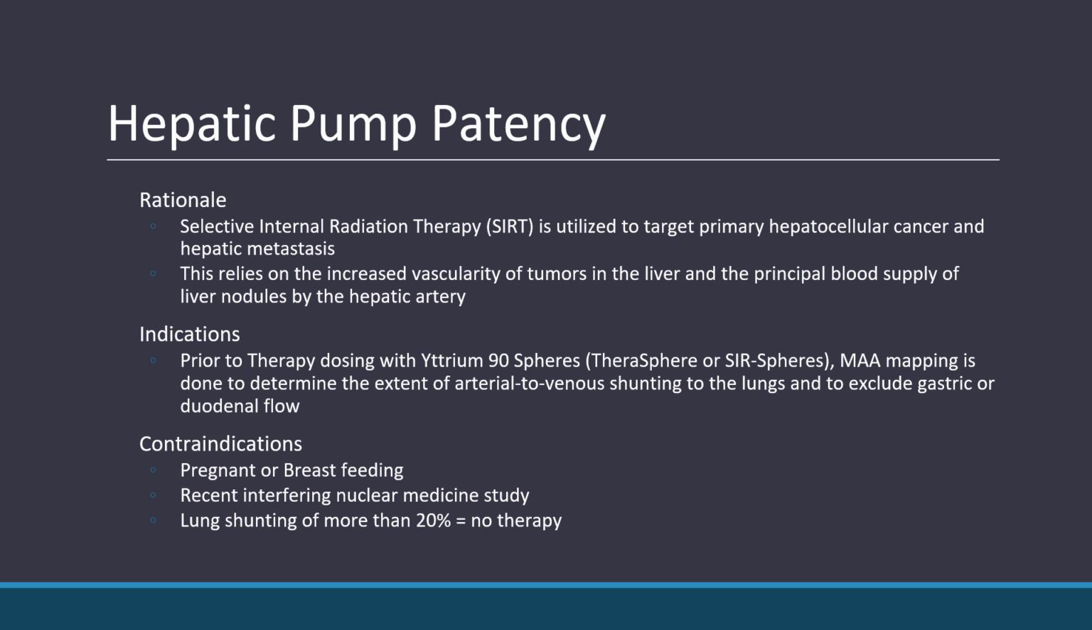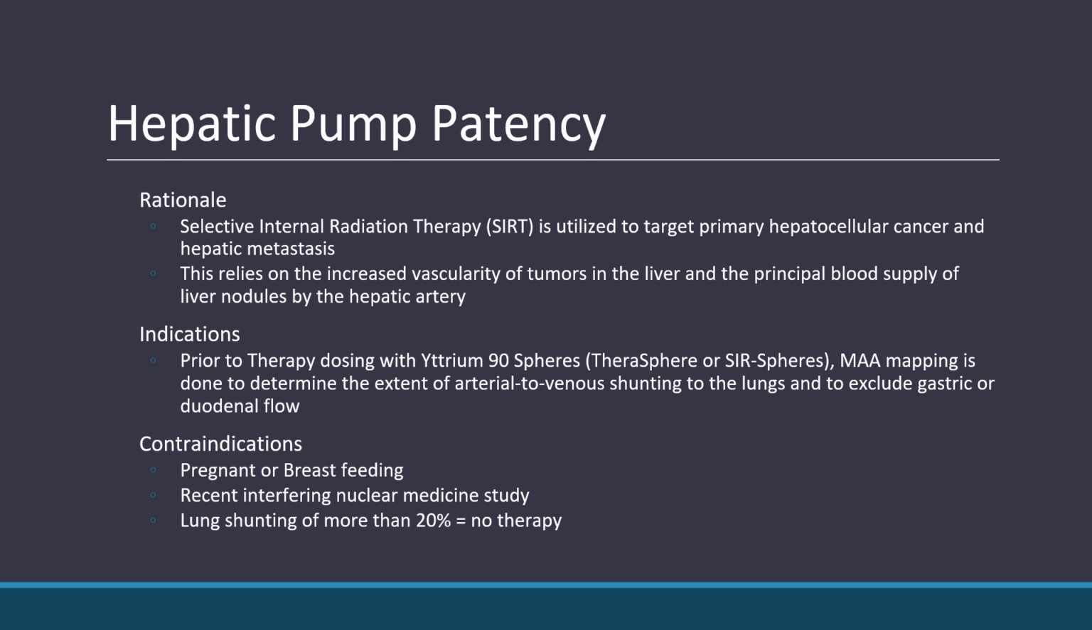This study relies on increased vascularity of tumors in the liver and the principal blood supply of liver nodules by the hepatic artery. All types of the tumors I mentioned have greatly increased vascularity, and they cause their own angiogenesis, but then they also hog resources from normal liver tissue, and they have their own blood supply by the hepatic artery.